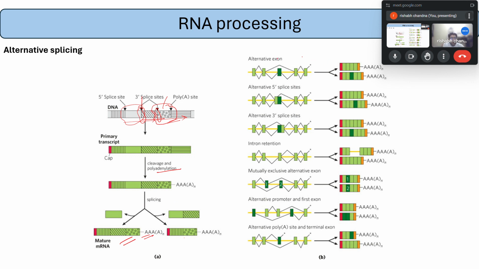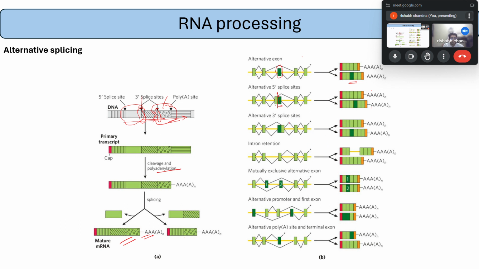So first is the alternative exon. For example, this dark green one is being removed from one of the transcripts, but it is present on the full mature transcript. Then we have alternative 5' splice sites, such that this particular exon, the dark green one, can be skipped, and in one exon there are two 5' splice sites, so that this exon can be split into two and linked to form two different transcripts.